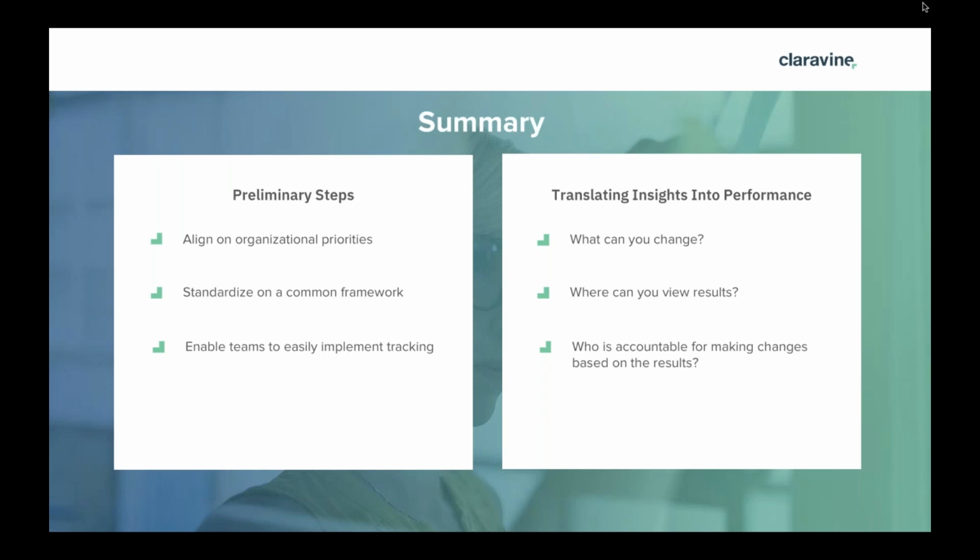Once we had all of our preliminary steps in place, we were then able to translate those insights into performance. And that started with what aspects can we change, which led to the types of reporting. Where can we view results, which is the way that we socialize the dashboards, and who's accountable for making changes based on those results. And so this is the team or group that is the recipient of each of these dashboards or reporting vehicles and what they can do as a result.